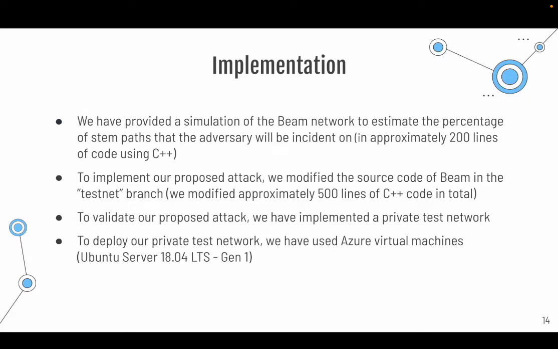We have provided a simulation of the Beam network to estimate the percentage of stem paths that the adversary will be incident on given different network variables, such as the percentage of adversarial nodes. To implement our proposed attack, we modified the source code of Beam in the testnet branch, and to validate our proposed attack, we have implemented a private test network using Azure Virtual Machines.